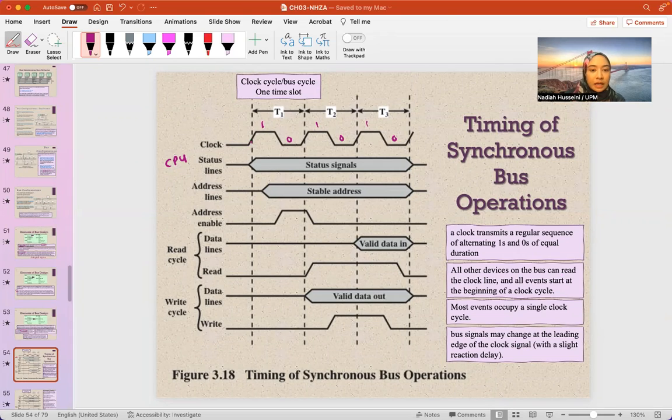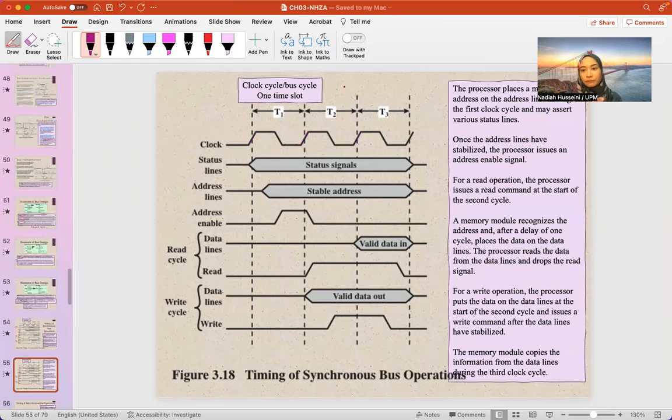So what is a leading edge? This is a leading edge. This is a leading edge. So you will see inputs coming in at the leading edge. Maybe it's slightly delayed, but most of the time they will start at the beginning of a clock cycle. So this happens at the leading edge. Okay, moving on to the next one.